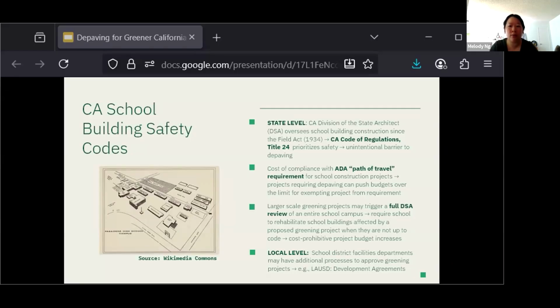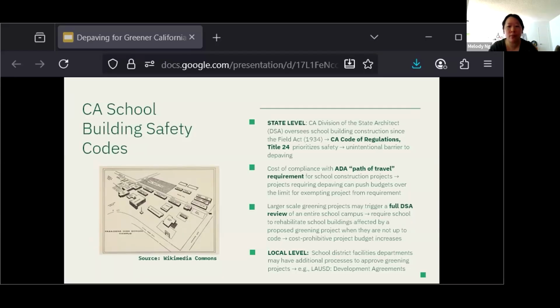Two particular state-level regulations have been noted as a major barrier to depaving. First, school construction projects that alter school facilities that require a path of travel through the areas altered by a project to comply with ADA requirements. While state law limits the cost of providing a path of travel to 20% of the total project budget, budgets that exceed a certain cost don't qualify for this limit, and depaving projects, which tend to be larger, are likely to push budgets over this exemption limit.